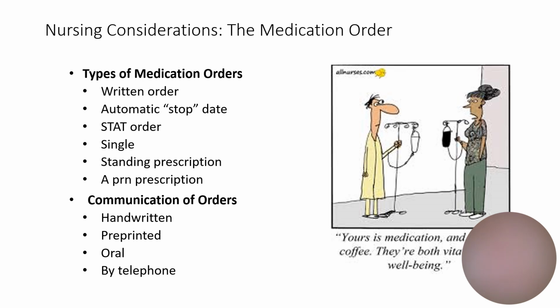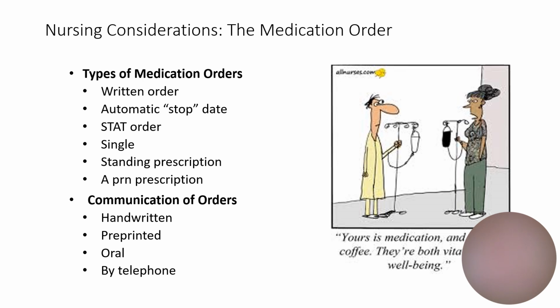Communication of orders. Handwritten: the order is either handwritten on a prescription form or pre-printed standard medication orders and protocols. Orally: when you receive a verbal prescription, you as the RN will write the prescription and sign it with the provider's name, followed by your name and credentials. Medication names that sound the same can be confusing and lead to administering the wrong drug. So repeat the prescription to the provider and spell the medication name to ensure accuracy.